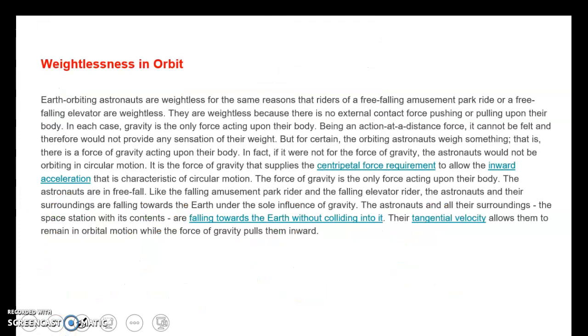Weightlessness in orbit. Astronauts are weightless for the same reasons that riders in a free-fall amusement park ride or a free-falling elevator are weightless. They're weightless because there's no contact force pushing or pulling their body. So all they have is gravity acting on them.